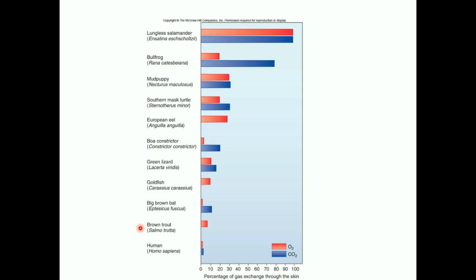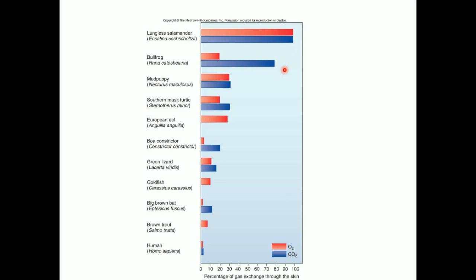A trout, which is another fish. And finally, humans. And what we can see is, where are we? Here we have our amphibians. They do exchange a very large amount of gases through their skin, especially lungless salamanders. That makes sense. They are lungless. That means there is not much more surface for them to exchange gases than their own skin, and the total amount exchanged is virtually almost 100% across the skin.